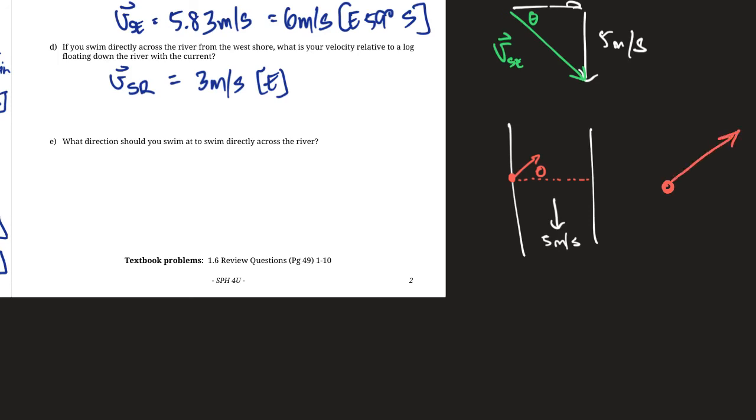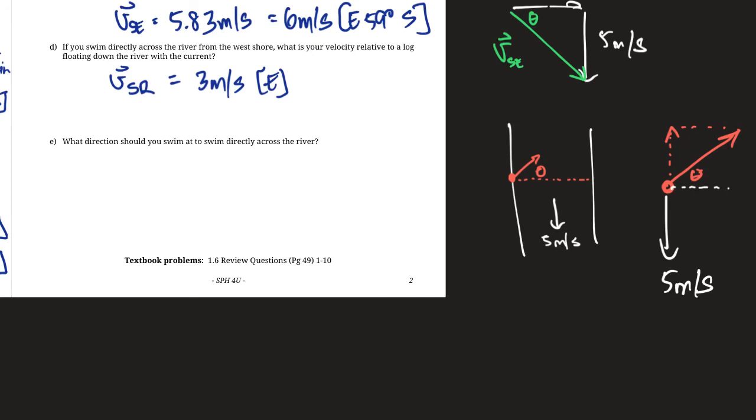We would want some theta from the horizontal with this 5 meters per second. We would want some way to cancel out this 5 meters per second, right? So in other words, we would want a component of the speed vector to cancel out with it, right? We would want this vector to have an upwards component of 5 meters per second, which we know is impossible in this case because the speed is 3 meters per second. You can't have a component that's bigger than the actual vector.